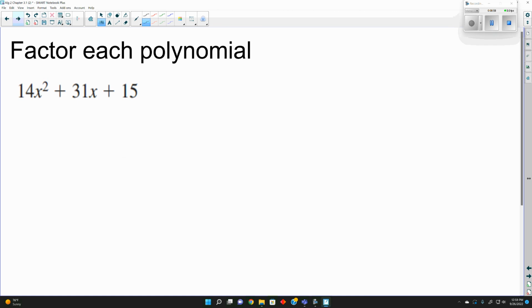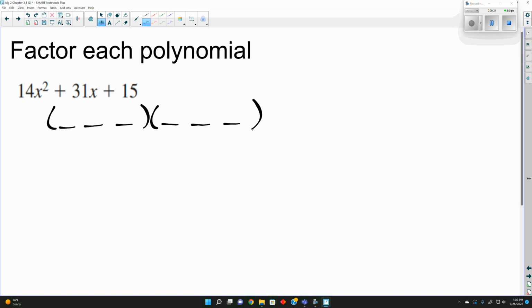14x squared plus 31x plus 15. Is there a greatest common factor? No. So there's not always going to be one. But if we do find one, we want to factor it out. Since there's not one, we'll move on to step 2. 2 sets of parentheses with 3 spaces.